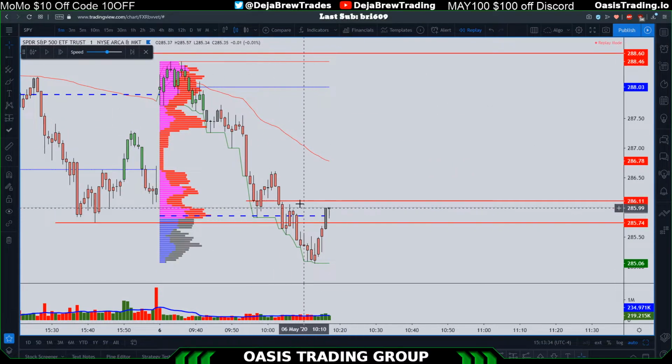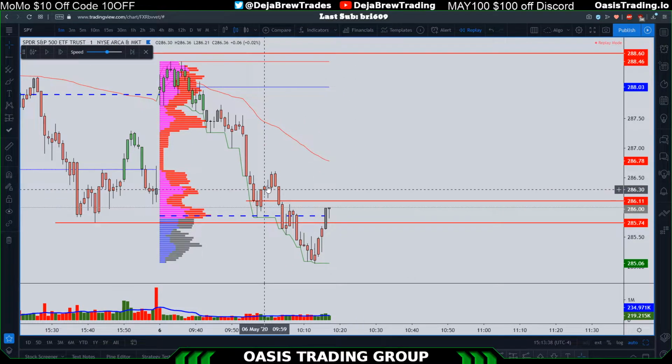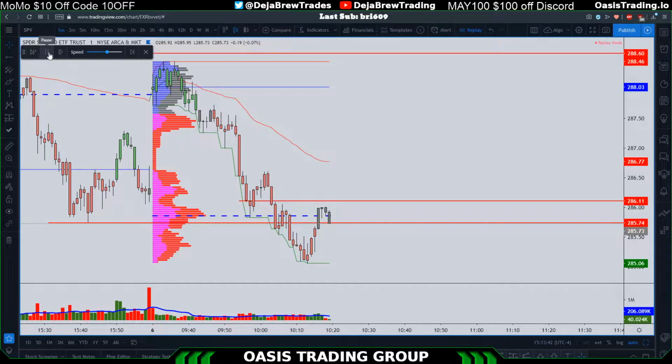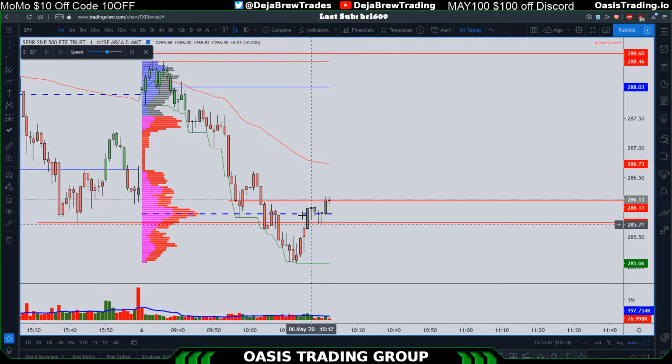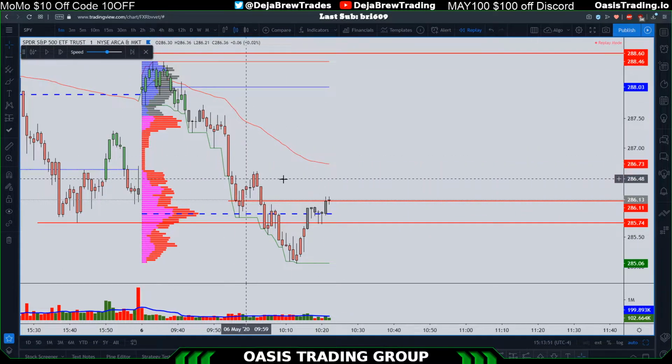But all right, let's see. So this is regaining POC. It's regaining the low. So you're starting to get some support here on the POC. That's good. Like I said, same thing. You'd be targeting the gap, targeting VWAP.